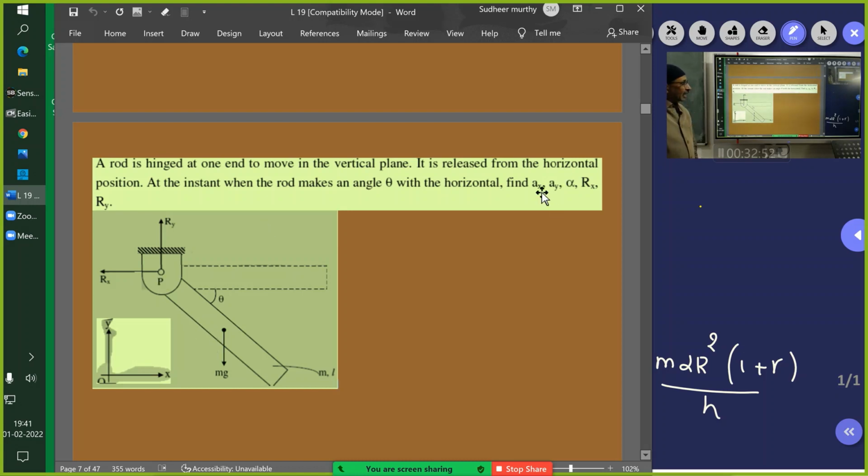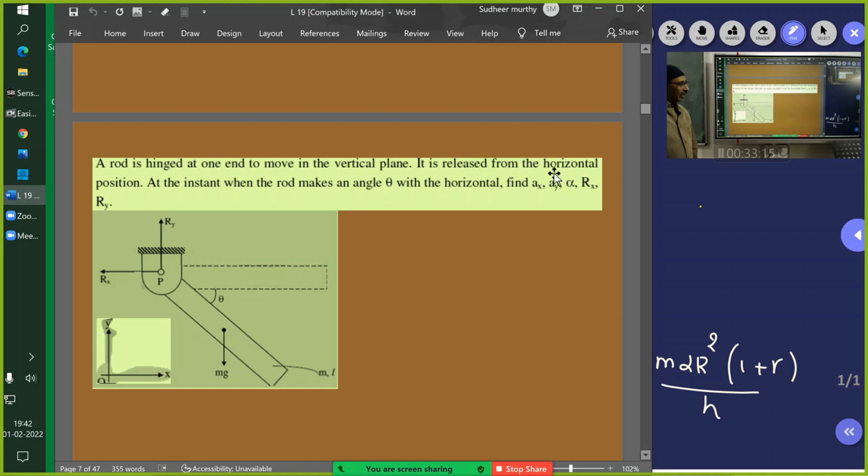Now they are asking for AX and AY and AZ. Now that you have got two components, one component AT perpendicular to the rod and one more component AN which is along the axial direction towards P, using these two components, convert them into AX and AY.